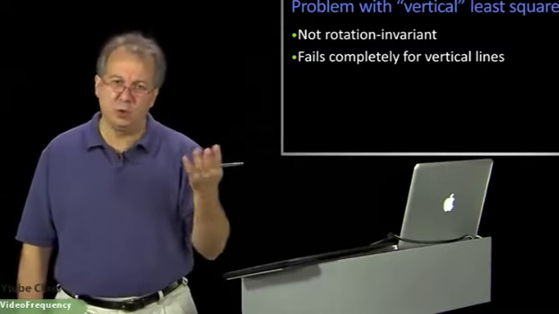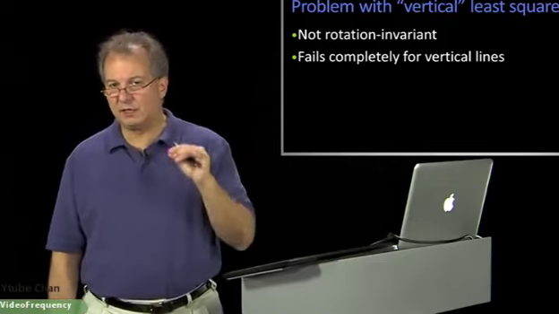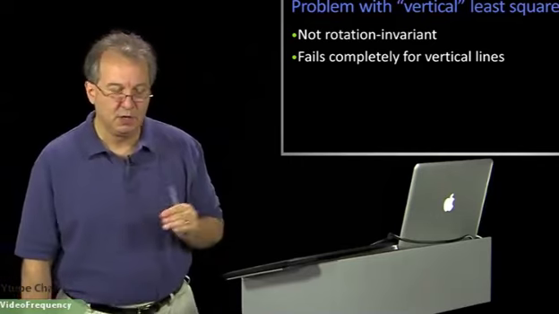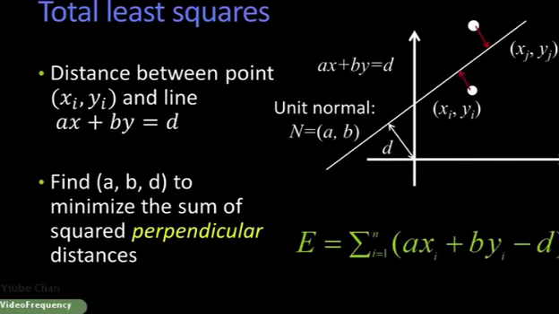And of course, it fails totally for vertical lines. So it's really not a good model. It's not a good noise model for what we're doing. So let's develop a slightly better model. We're going to refer to this as total least squares. And this you've also seen.